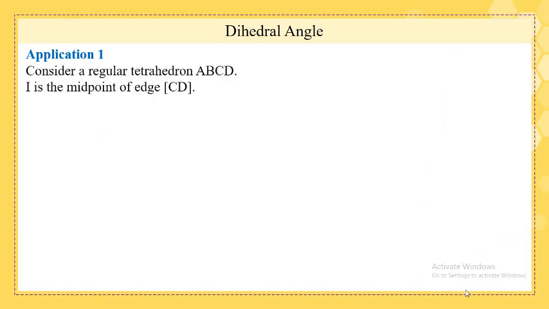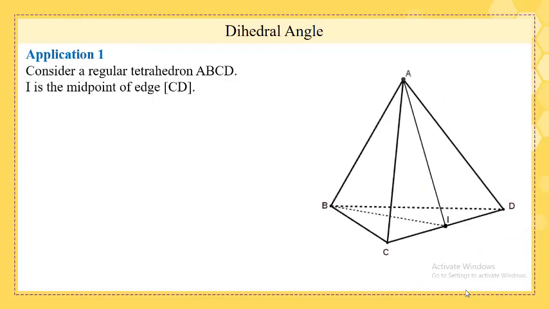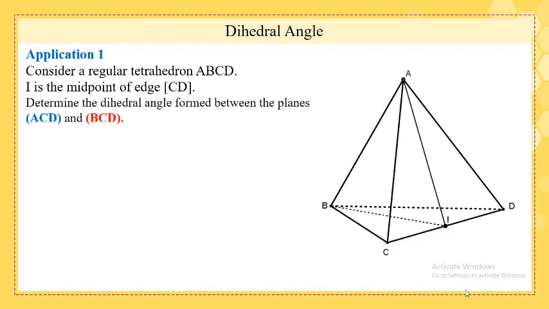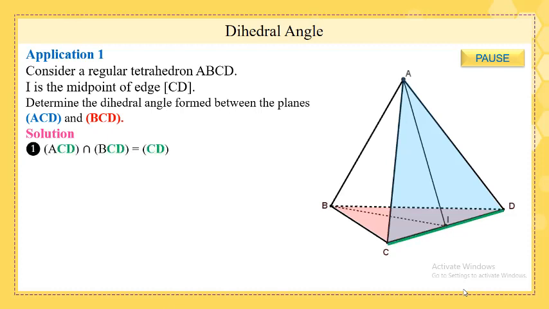Application 1. Consider a regular tetrahedron ABCD. Please note that all the faces of a regular tetrahedron are equilateral triangles. I is the midpoint of the edge CD. Determine the dihedral angle formed between the two planes ACD and BCD. Please pause the video and give yourself some time to think. Well, the line of intersection of these two planes is the line CD.